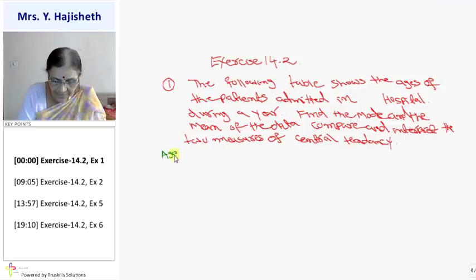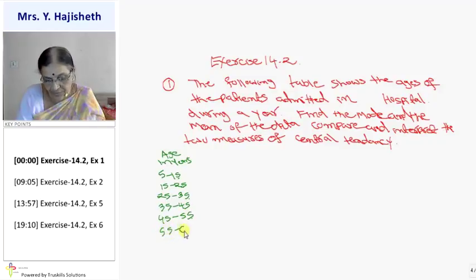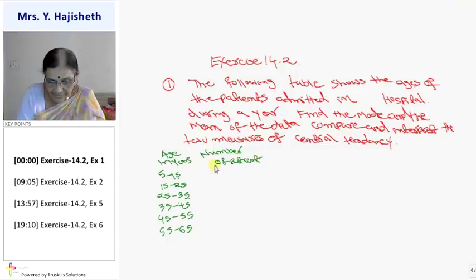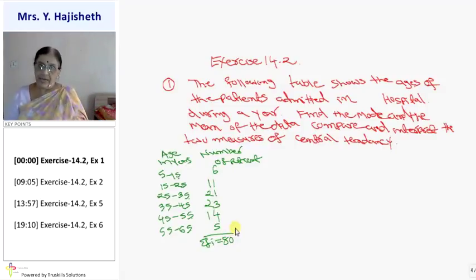Now the data is given like this, age in years. It is from 5 to 15, then 15 to 25, then 25 to 35, then 35 to 45, then 45 to 55, and then 55 to 65. And the number of patients are given as 6, 5 to 15 में 6, then 15 to 25 में 11, then 21, then 23, then 14 and 5. Total number of patients are 80. Now you are asked to find out mean and mode both.